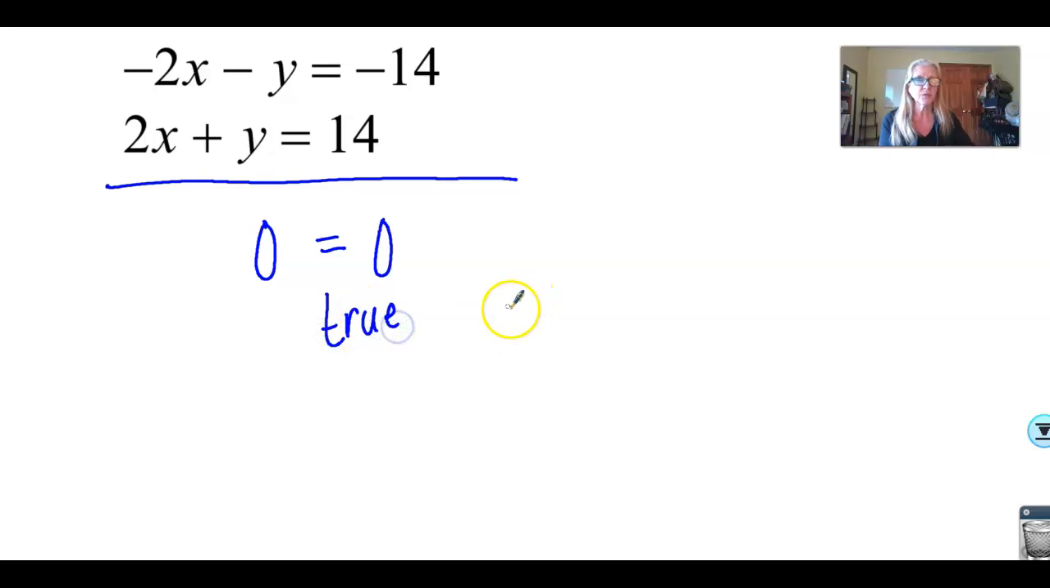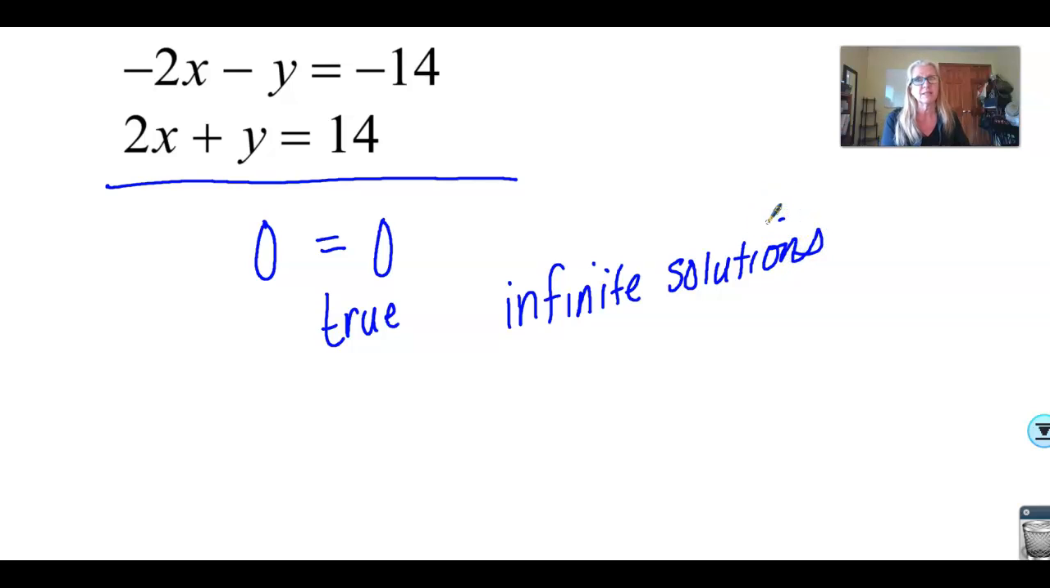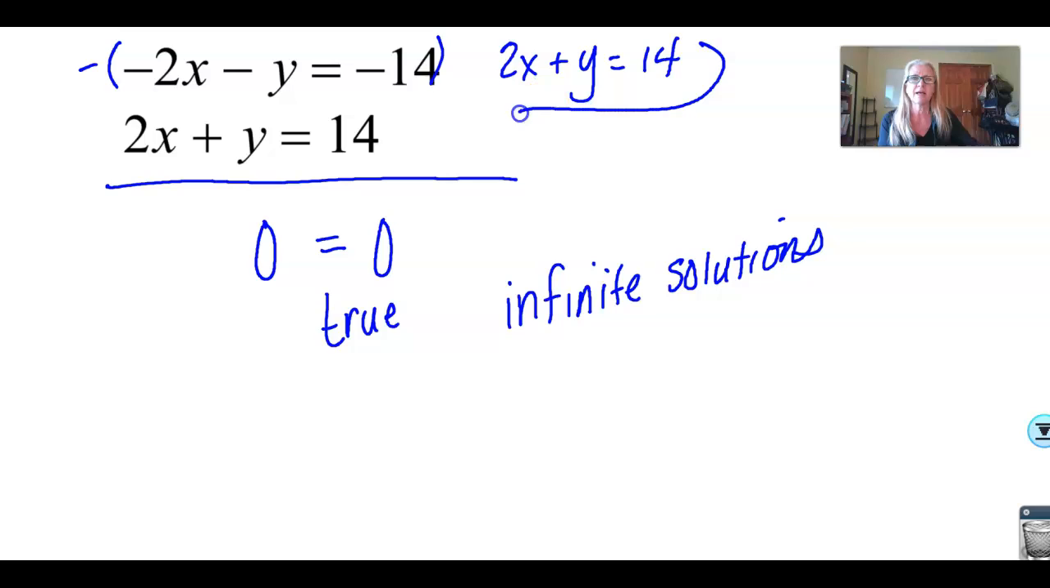And when you have a true statement, you have infinite solutions. All of the points that solve the one also solve the other. There is no point of intersection. They basically are the same line. And I could prove that to you. If I were to multiply every term in this first one by -1, I would have 2x plus y equals 14, which is exactly what the second equation is.